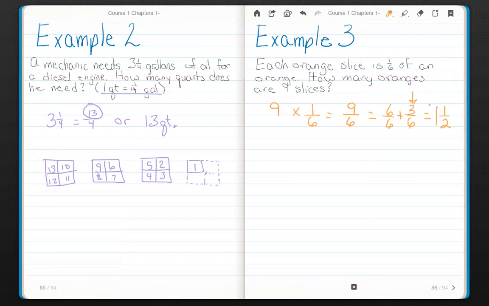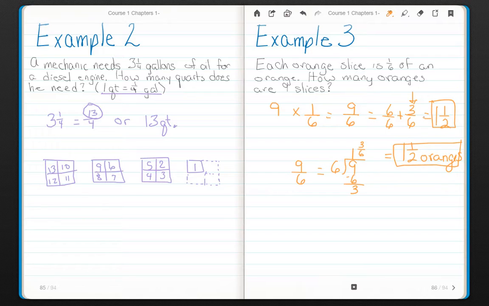So 9/6 is the same as 6/6 plus 3/6, which equals 1 and 1/2. Remember, you always need to simplify when you can. So I have 1 1/2 oranges if I have 9 slices. The other way is to take my fraction, 9/6, and divide. 9 divided by 6. 6 goes into 9 once, multiply, subtract. I don't have anything to bring down, so I have 3/6 as my remaining fraction, which again equals 1 and 1/2 oranges.